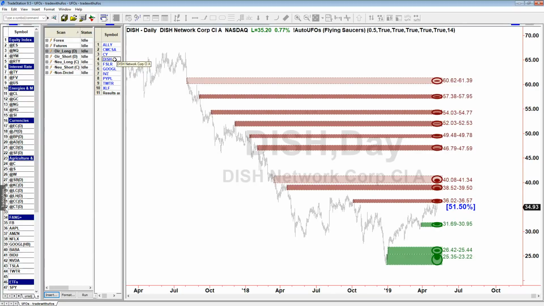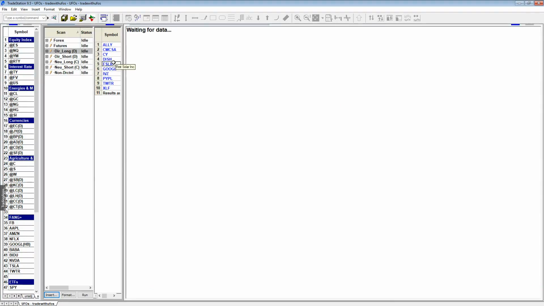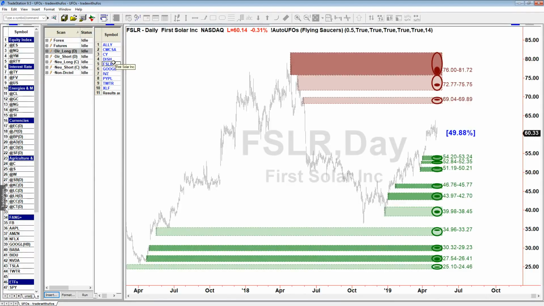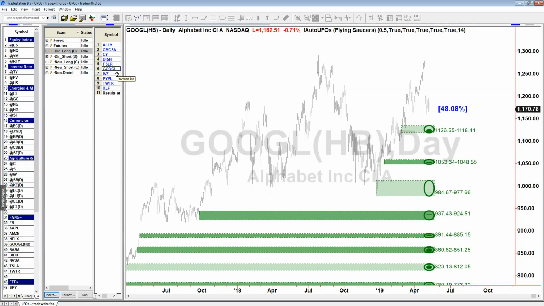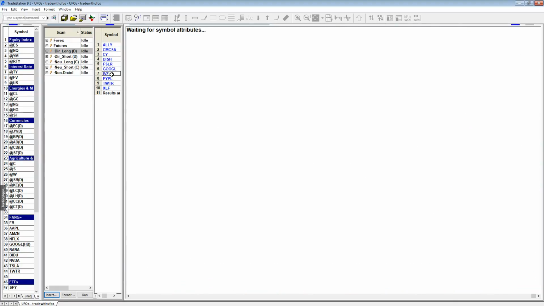Dish is falling down from a red UFO, so the red is too close. First Solar, a little bit in the middle of nowhere. What about Google? Google is closer to the green UFO, so out of what we just saw, it seems to be probably one of the best candidates for us to start planning on a trade.